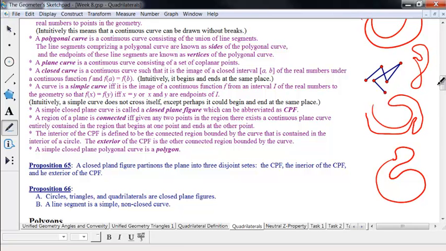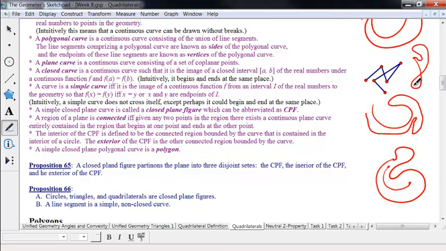So a region of a plane is connected if and only if given any 2 points in the region there exists a continuous plane curve contained entirely in the region that begins at one point and ends at the other point. So, for example, anywhere I am inside this figure here, it's connected because I can make a continuous curve from one to the other. But these 2 regions are not connected because I can't go from this region to this region without going through at least one point that's not in one or the other region.